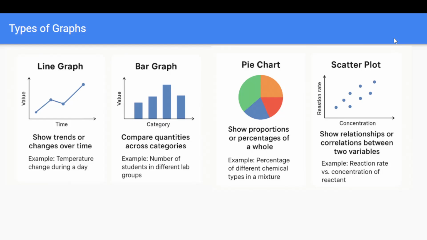You have line graphs, bar graphs, pie charts, scatter plots, and this shows different types of analysis. So line graph shows trends. You can compare with bar graphs, proportions with a pie chart, and then showing relationships with the scatter plot.